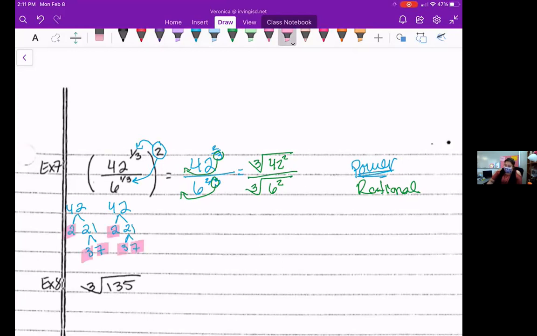So these are the factors we're working with, right? 2, 3, and 7. Now, I want the cube root. So that means I want groups of 3. Do I have any groups of 3 on here? I have a 2 and a 2, 2 3s, and I have 2 7s. Do I have enough numbers to make a group of 3 anywhere? Do we have any of that?